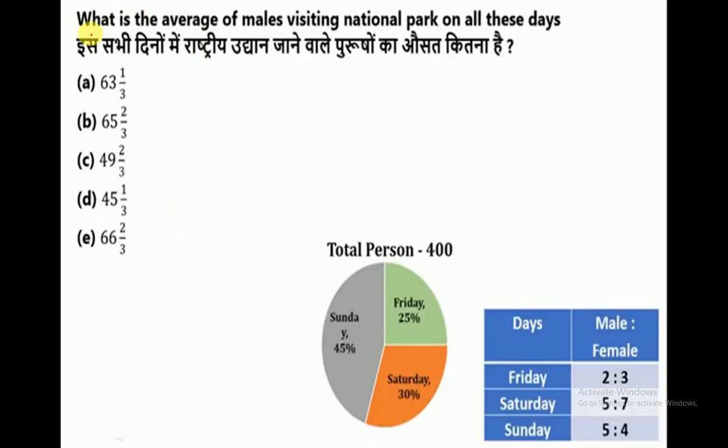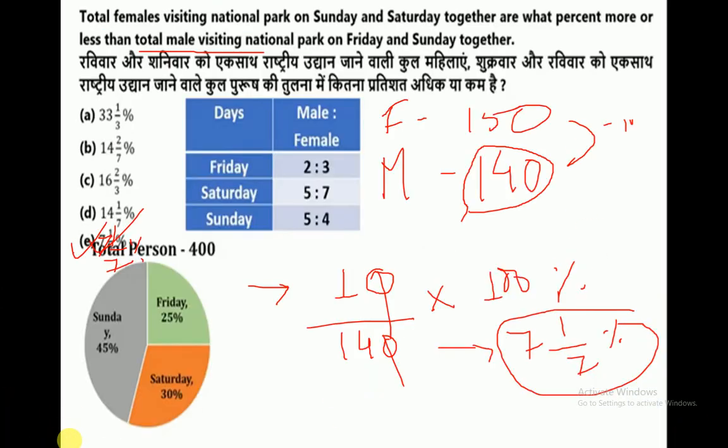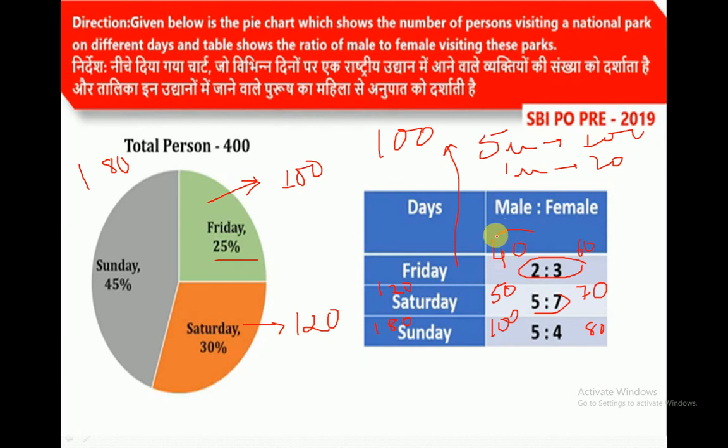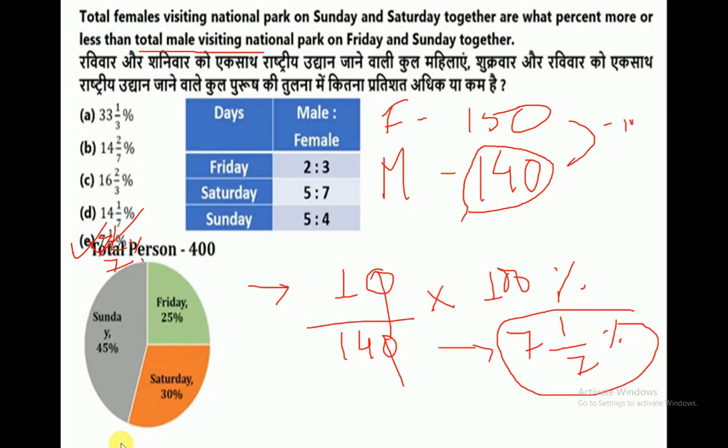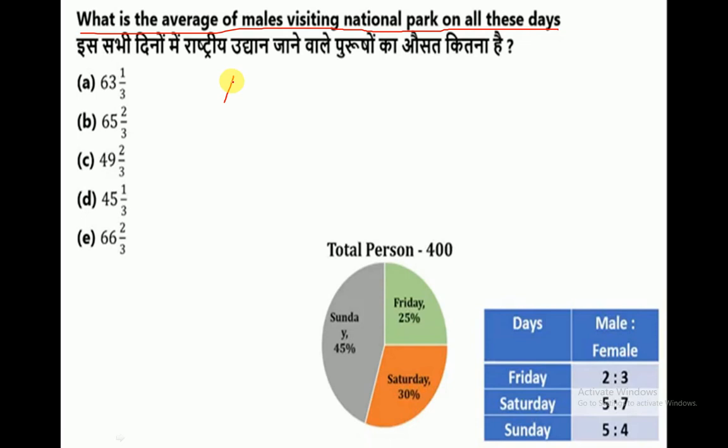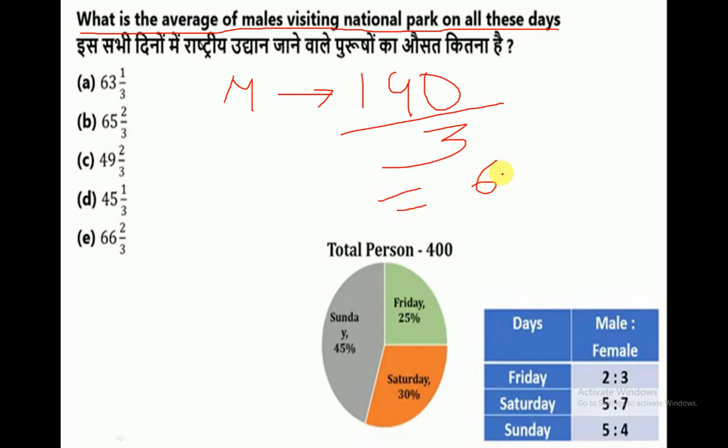now the third one is, what is the average of males visiting national park on all these days? The average of males. So average total males visiting in these 3 days is what? 40 plus 50, 190 males, and the average is what? 190 divided by 3. So this comes up to be 63 1 by 3, or 63.33. So this is the answer.